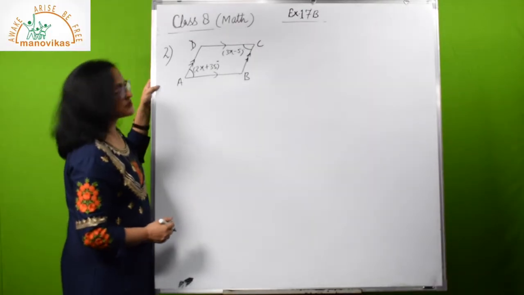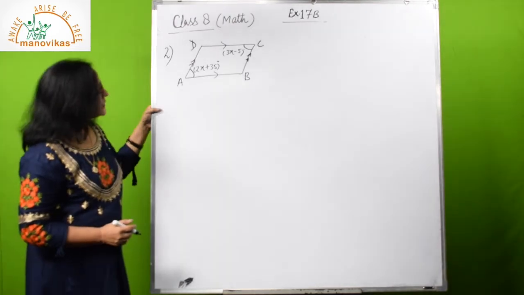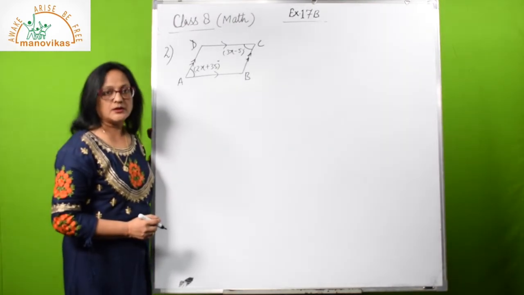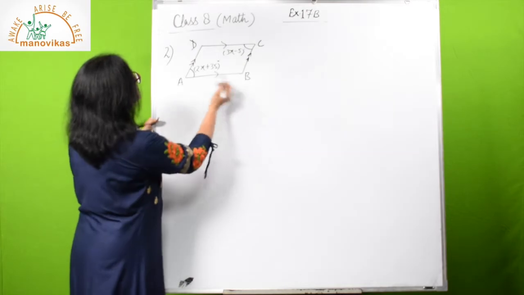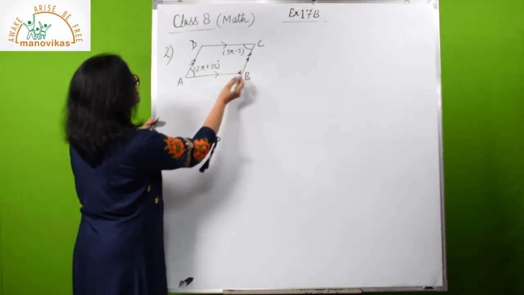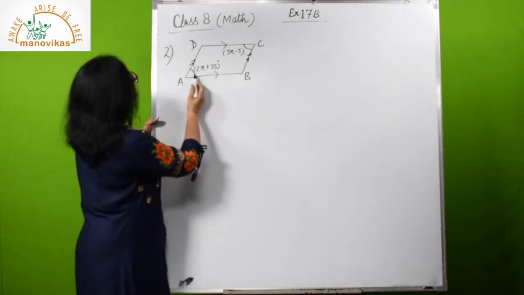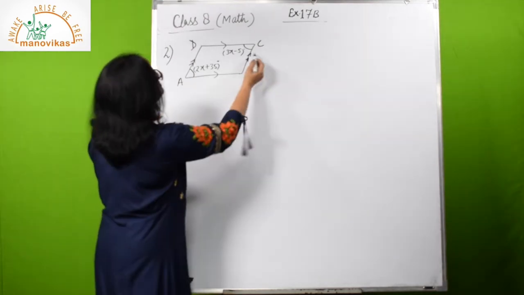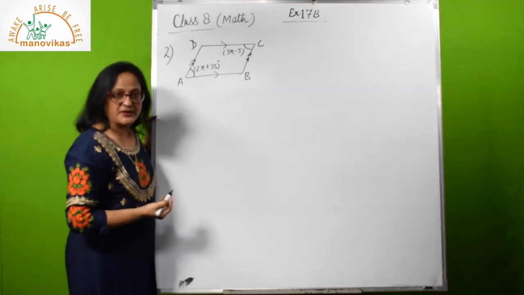Now this is the second question. Another type of the question, when the angles are given in variable form, then what to do? So in this figure you can see ABCD is a parallelogram. You are given angle A as 2x plus 35 degree and angle C is equal to 3x minus 5 degree.